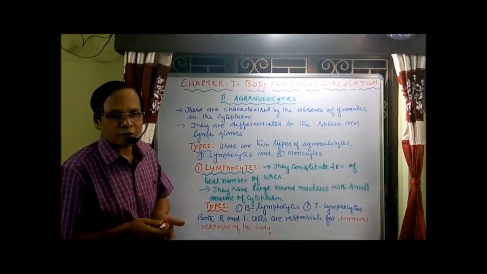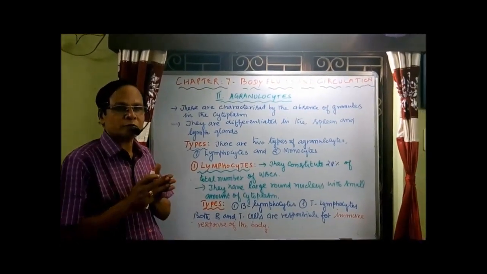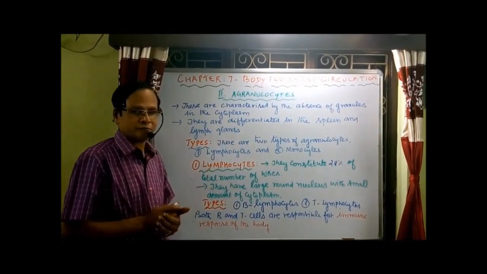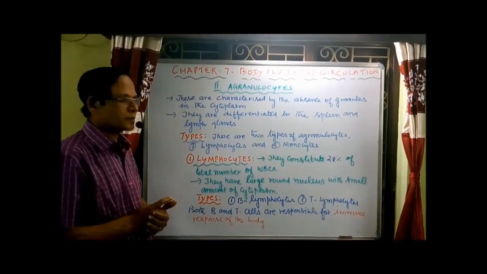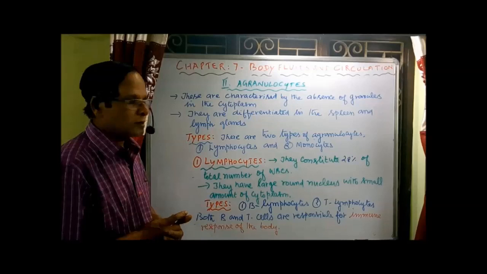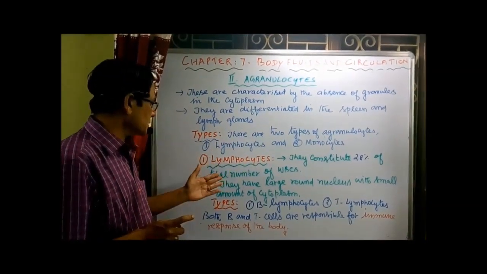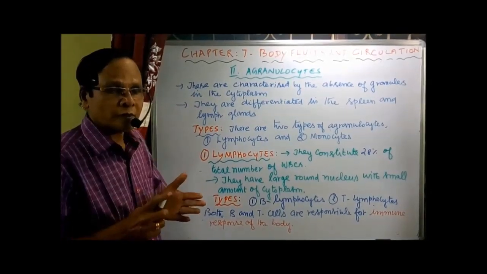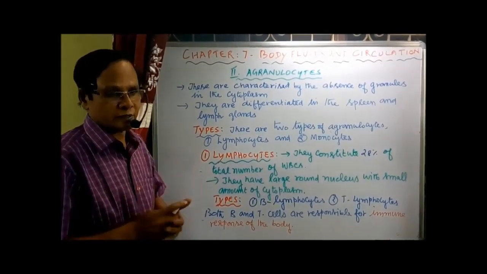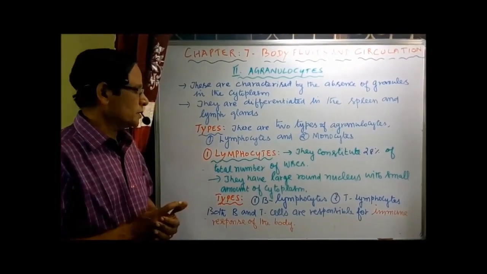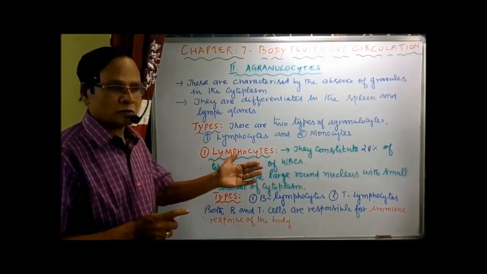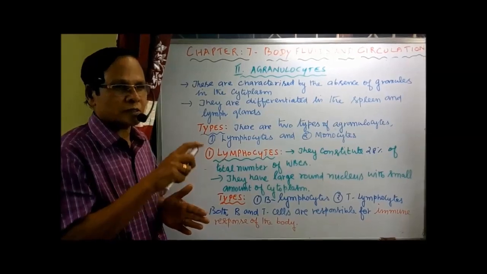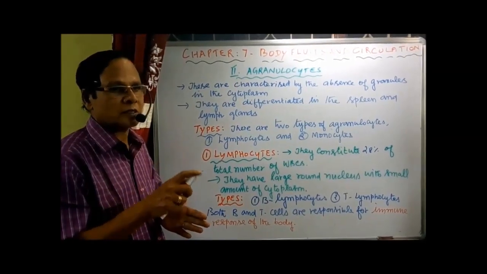Now what are the types of agranulocytes? There are two types: number one, lymphocytes, and number two, monocytes. Now what are lymphocytes? What is their number? They constitute 28% of the total number of WBCs. They have a longer lifespan, even about 300 days. That's not given in the book. They have a large round nucleus and a small amount of cytoplasm. The nucleus is large and the cytoplasm is normally a little amount.